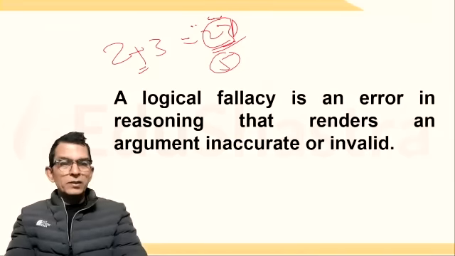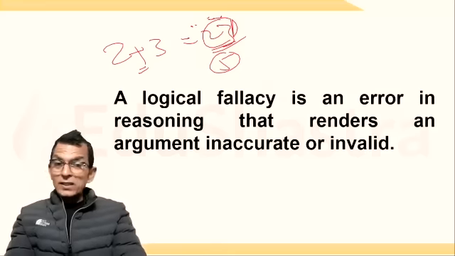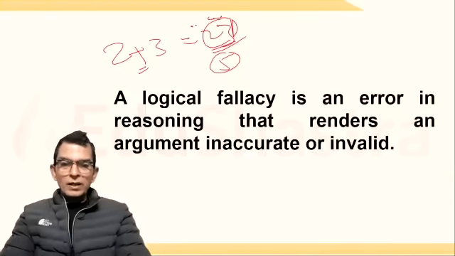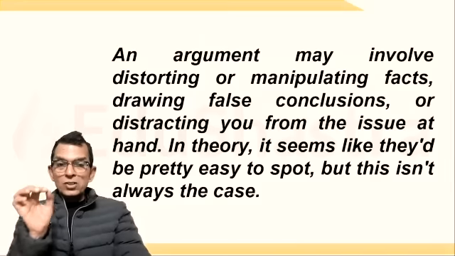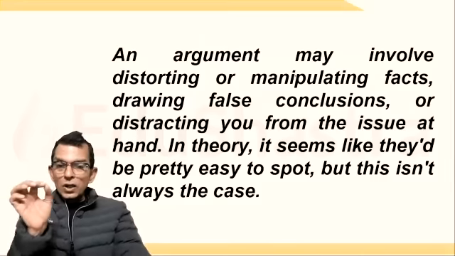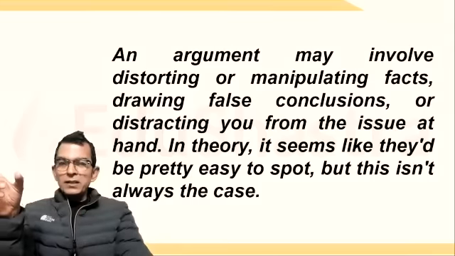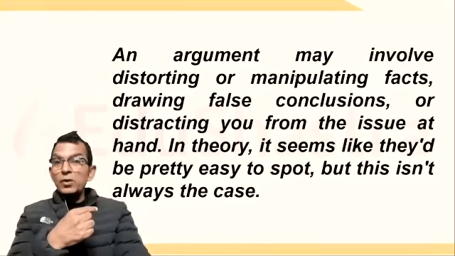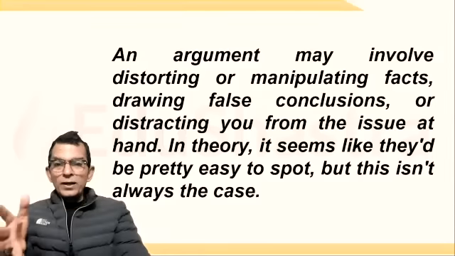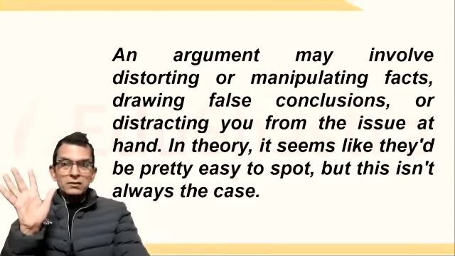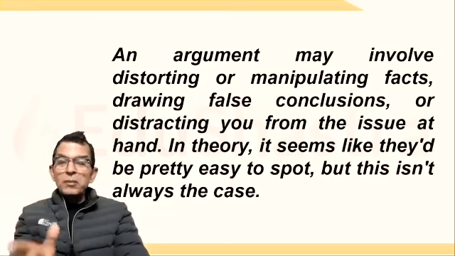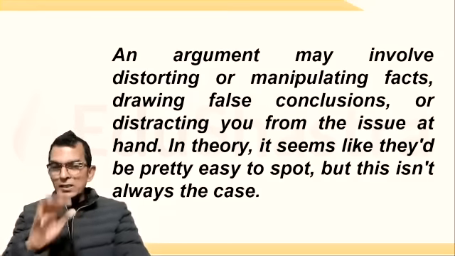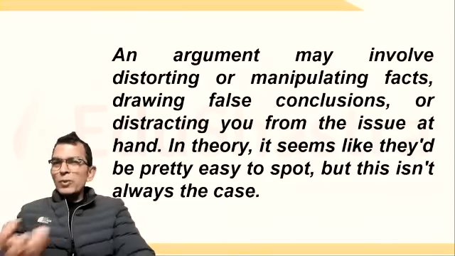Now, students are still joining. So, a logical fallacy is an error in reasoning that renders an argument inaccurate or invalid. Now, come to the next one. An argument may involve distorting or manipulating facts, drawing false conclusions. The data points in a different direction, and I'm drawing a different conclusion. Or distracting you from the issue at hand. These are all fallacious. In theory, it seems like they would be pretty easy to spot. When somebody is making a false argument, it seems we would be able to catch them.